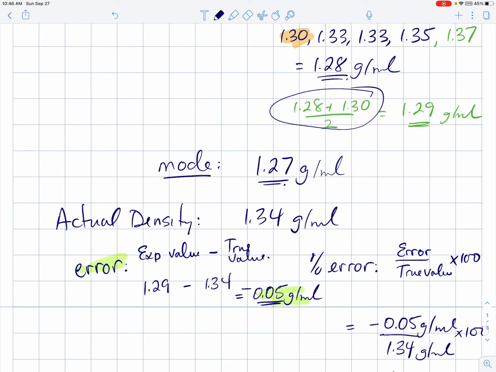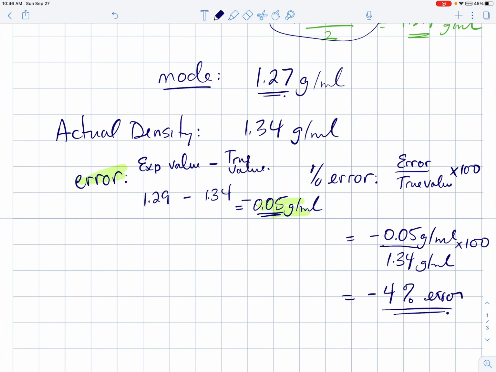If you have a true value, like we did here, we were given the actual density, then you can calculate an error. We did the error in the mean, but you could have done the error with the median. You could have done the error with the mode. We just did it with the mean here. You take the experimental value, your value, and subtract the true value. It'll be negative when your value is lower. It'll be positive when your value is bigger. And finally, percent error, you take that error and divide by the true value and multiply by 100. Don't forget to keep the positive or negative symbol in your percent error.